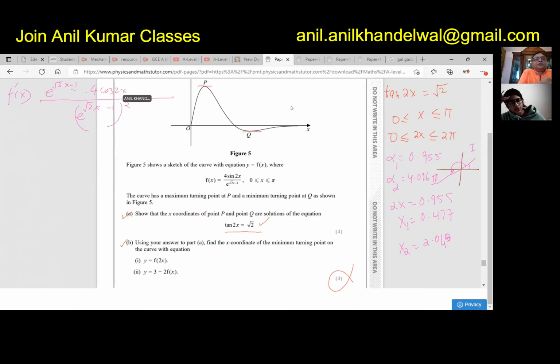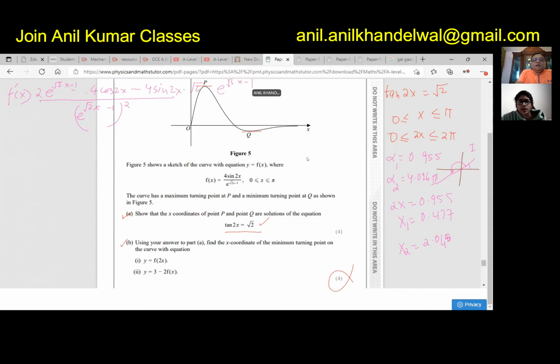And then multiplying by 2, right? And then multiply by 2, yeah. So let me multiply the whole bracket: minus 4 sine 2x times root 2 e to the power of root 2x plus 1. Okay, times the derivative of this, which is root 2, right? E to the power of root 2x minus 1. Correct? That doesn't change, yeah.